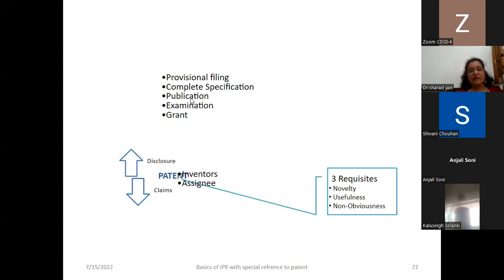Then the government publishes after 1 year, or nowadays the government has given the inventor the facility of early publication. We have to submit early publication fees, which are higher than for the regular publication, and anybody can publish their patents early. Early examination is also available with a high amount of fees, and then there is a grant after the examination. So three things we have to claim: the process and product, how it is novel, how it is useful, and how it is non-obvious. If these three requisites are there, then we can make a disclosure to the government, apply through this kind of application, and then take a grant.